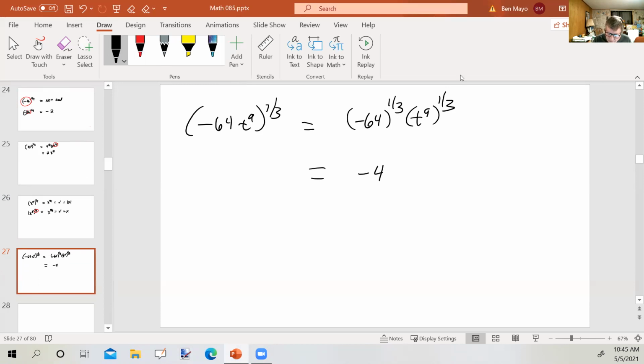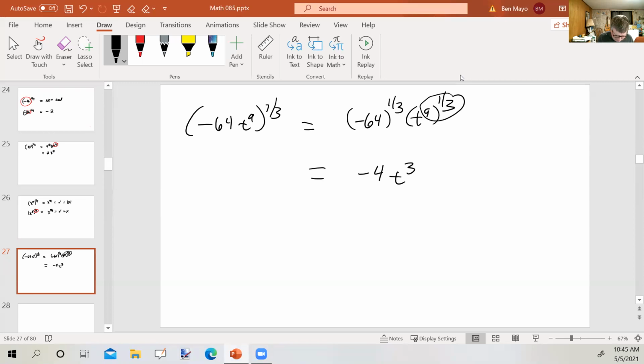T to the 9th to the 1/3 power, you'd multiply the exponents. 9 times 1/3 is 3, so I get t cubed. Again, I'm taking an odd root, so a negative answer is acceptable. I don't need any absolute value bars here.